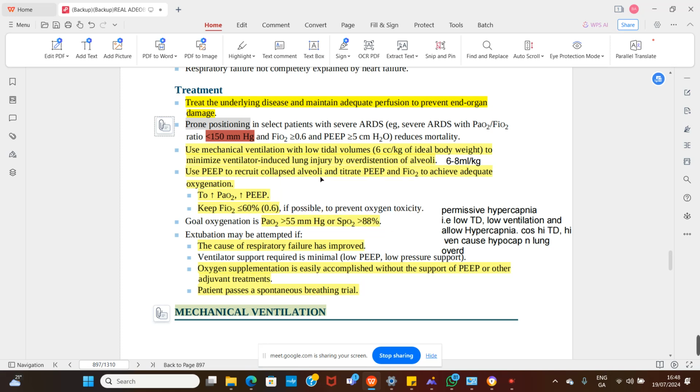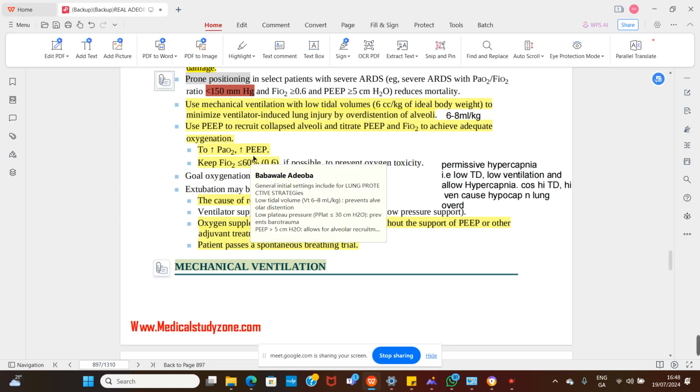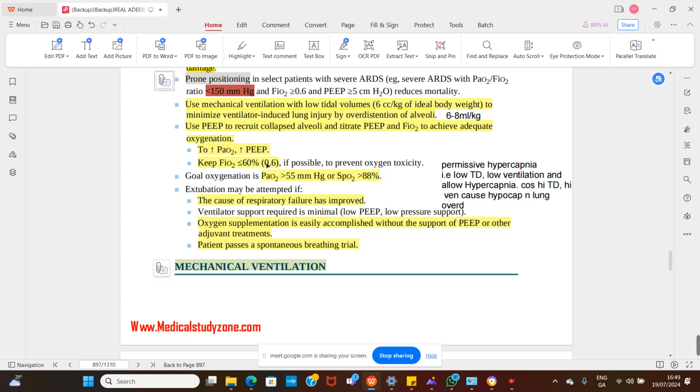So that's that about tidal volume. You can also adjust the PEEP to recruit more alveoli. You know that most of the alveoli in ARDS have collapsed. Increase the PEEP so that you can open up more alveoli to achieve adequate oxygenation. So you have to adjust the PEEP and the FiO2, but you don't want to increase the FiO2 more than 0.6, because once your FiO2 is more than 0.6, you are playing with oxygen toxicity. So to increase PaO2, increase your PEEP, increase your FiO2, but don't make it more than 0.6.